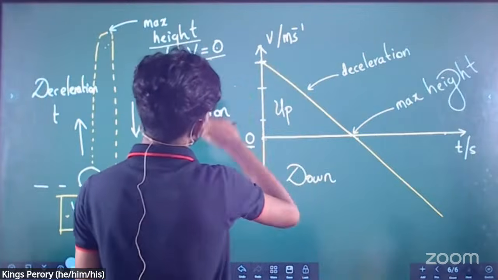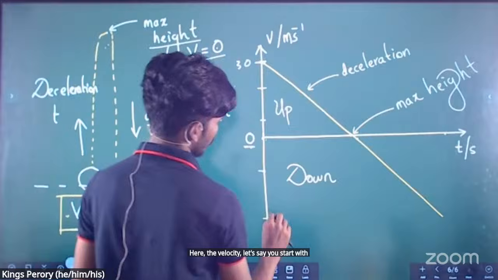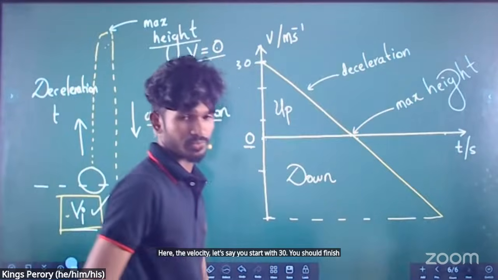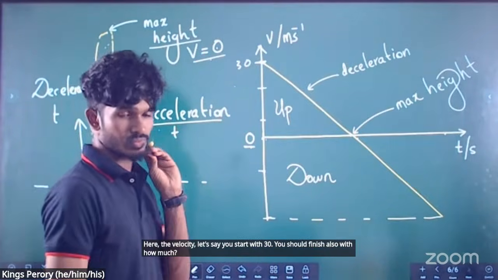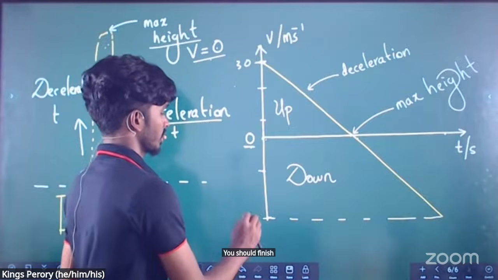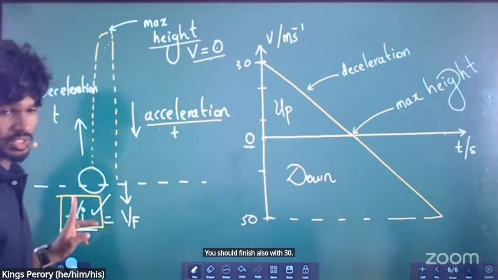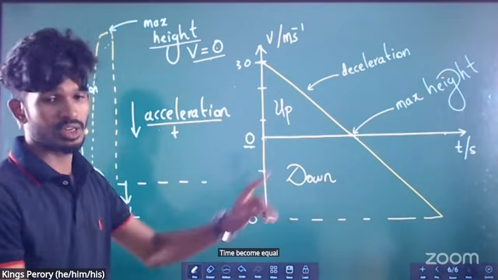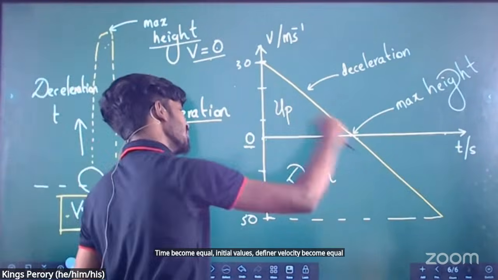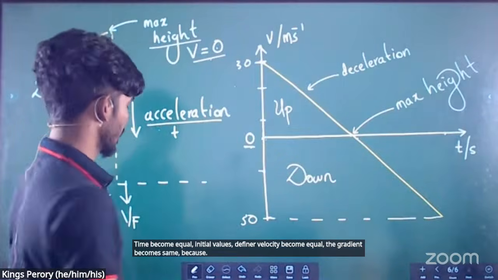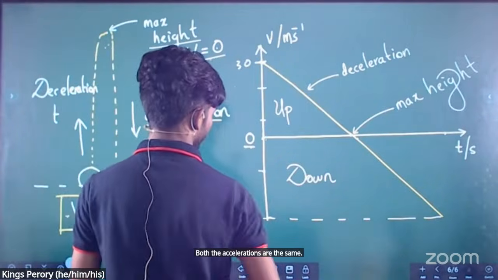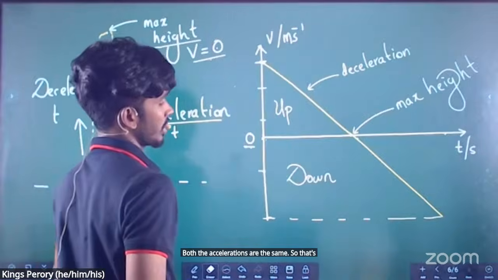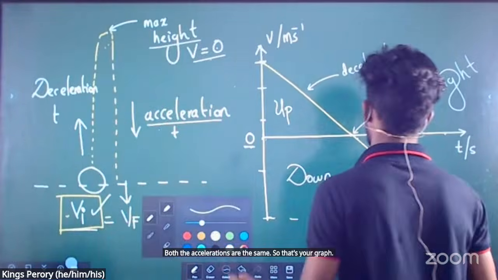Here the velocity, let's say you start with 30. You should finish also with how much? You should finish also with 30. Why? Initial velocity, final velocity become equal. Time become equal, initial velocity, final velocity become equal. The gradient becomes same because both the accelerations are the same. So that's your graph.